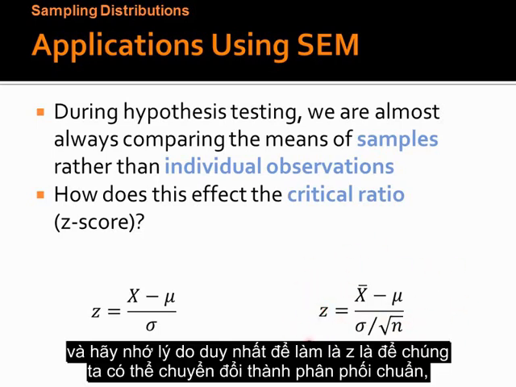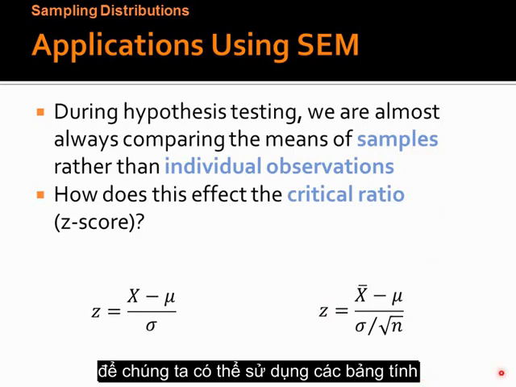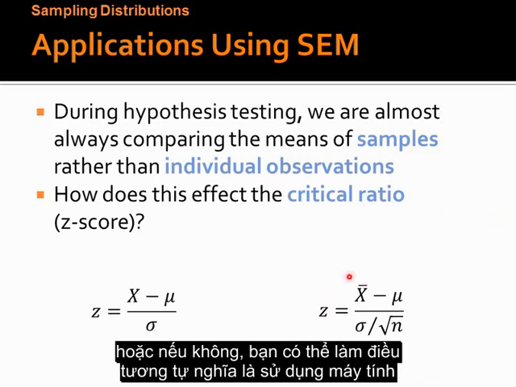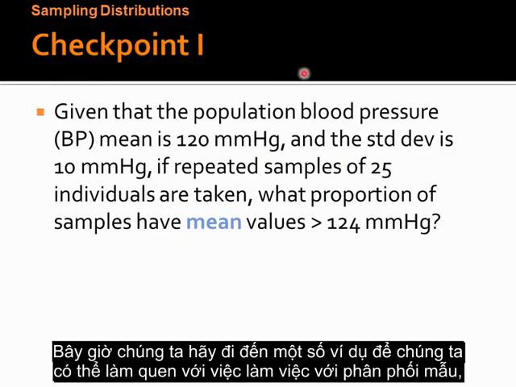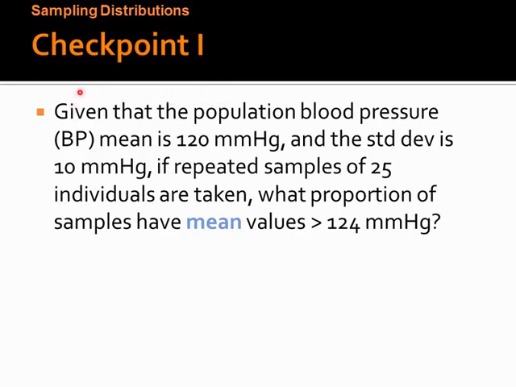And remember, the only reason for doing z is so that we can convert to the standard normal distribution so that we can use the log tables, right? Or else you could do the exact same thing, which means use a computer to calculate the exact probability values for whatever you're trying to test. Now let's go through some examples so that we can gain some familiarity with working with the sampling distribution. So let's start.